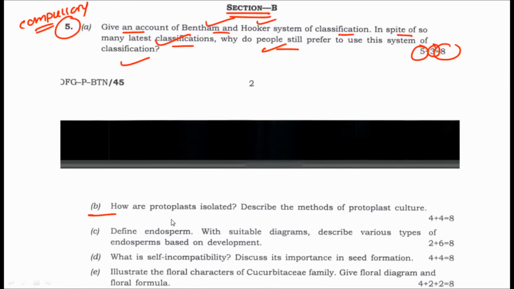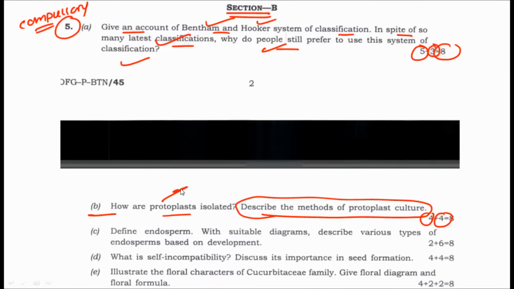The second sub question is: how are the protoplasts isolated, and describe the methods of protoplast culture. Again, the question is divided into two sub questions. For the first part, you will get 4 marks, and for the second part, you will get again 4 marks. How protoplast is isolated, we have described in one of our videos. You can check this video. You have to describe the methods of protoplast culture. For this question, you will get 8 marks in total.